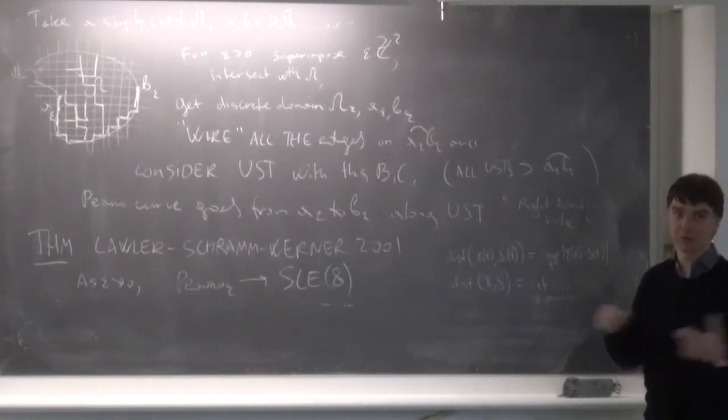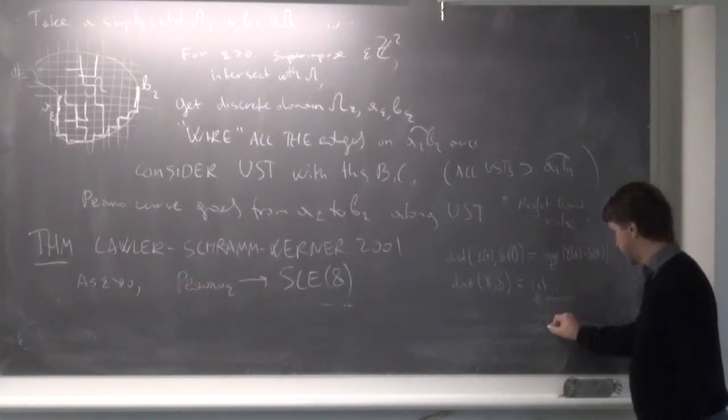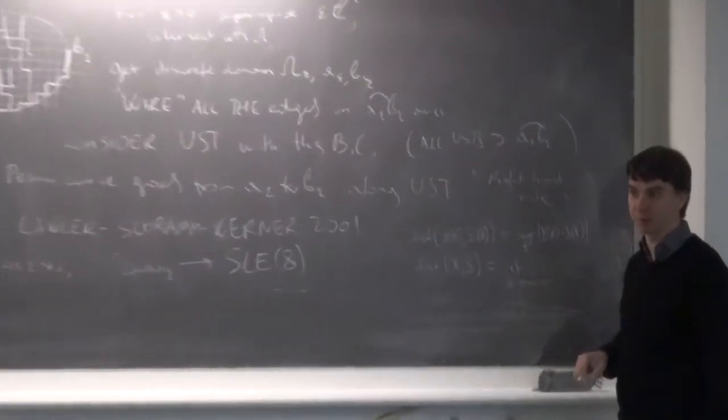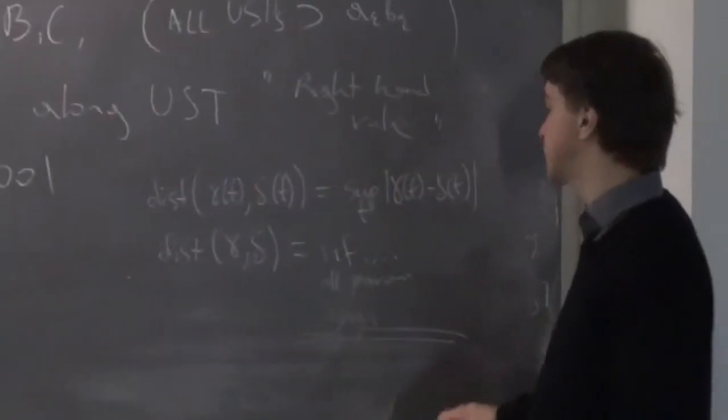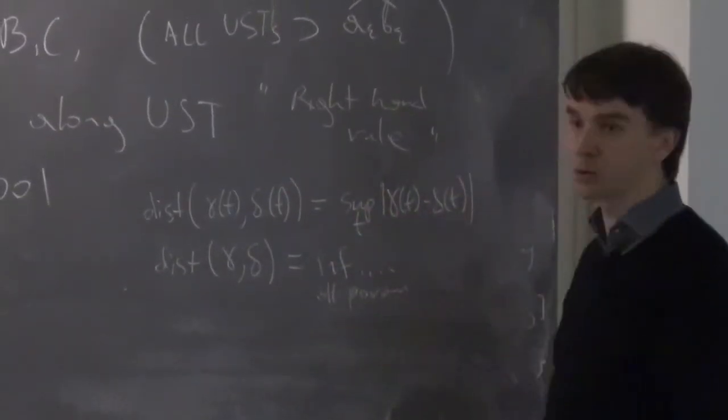So if for example I have these two curves, then basically the distance is the size of this bump, if I choose parametrizations properly. But of course if I choose improperly, it can be a bigger distance. So this gives me a topology on curves, the usual Hausdorff topology.